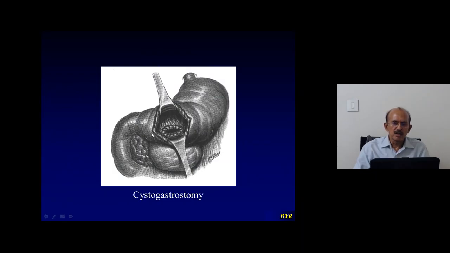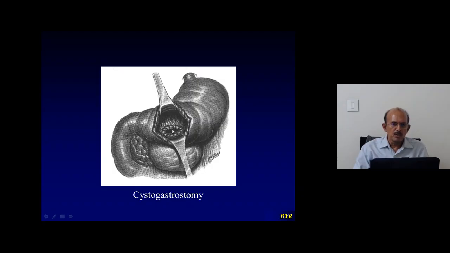This is cystogastrostomy. You open the abdomen and expose the anterior stomach. You make an opening in the anterior wall of the stomach. Then you will see a bulging mass through the posterior wall of the stomach. So you puncture it and aspirate the fluid. Then make the incision at least up to 6 centimeters in length. Then you anastomose the stomach wall to the cyst wall.